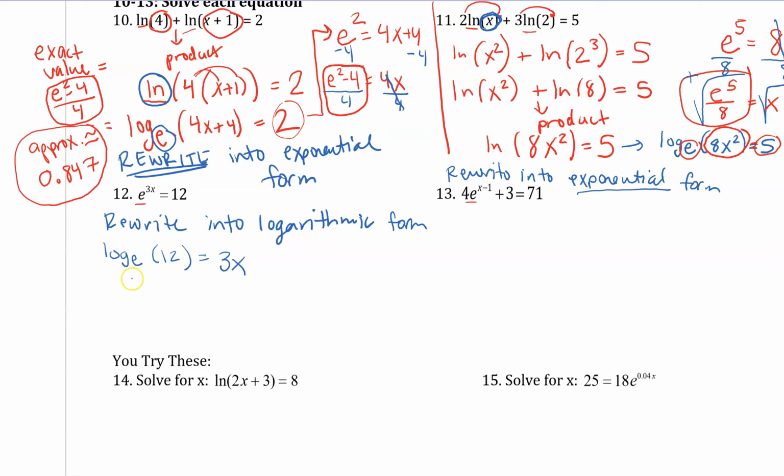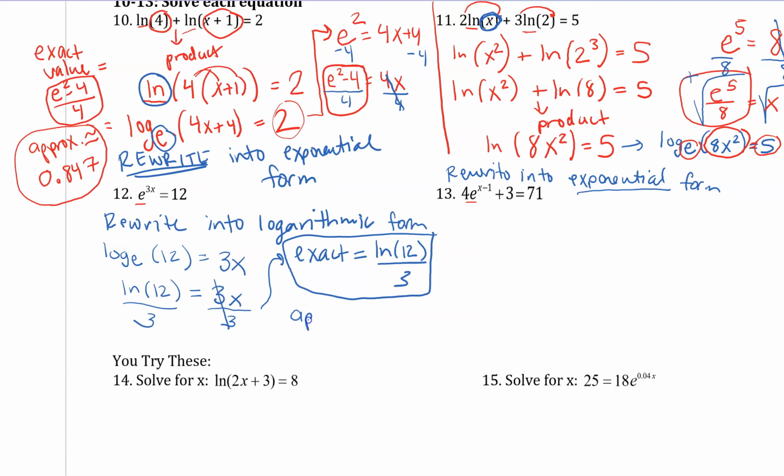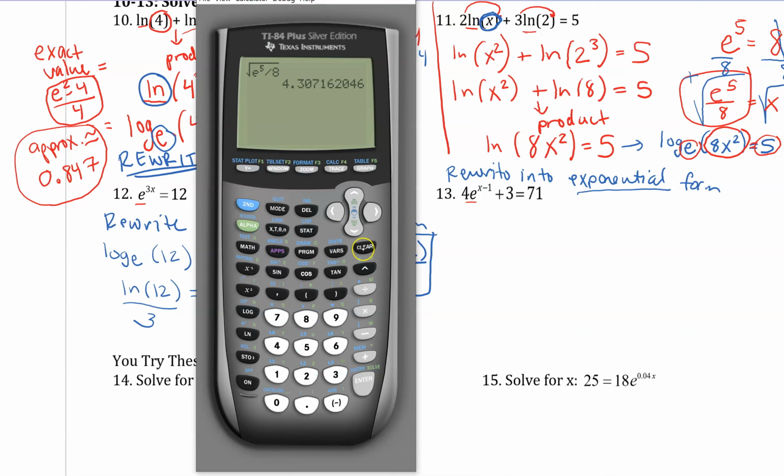Now remember, a log base e, that's just ln. We can abbreviate that as ln. So ln of 12 equals 3x, and then I'm going to go ahead and divide both sides by 3. So I have an exact form. My exact form equals ln of 12 divided by 3. Now if I plug that in a calculator, that'll get me my approximate form. And we'll round that to 3 places, 0.828.